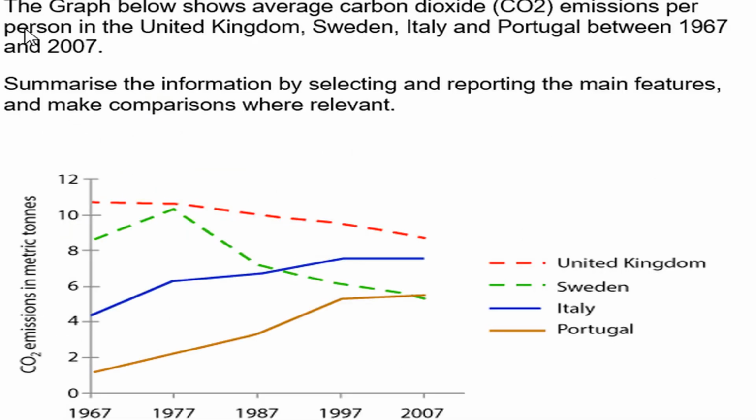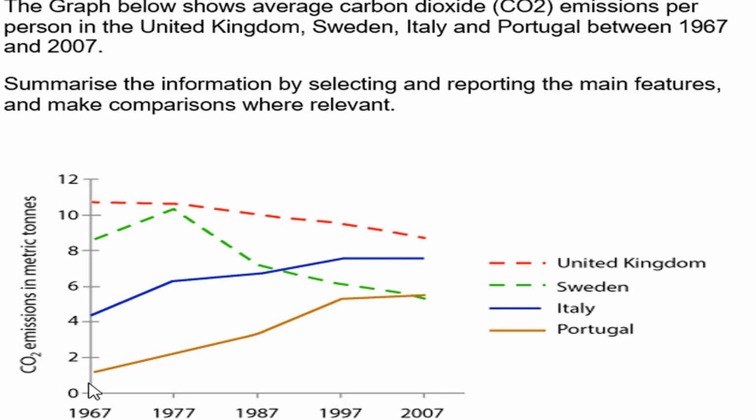Okay, here we have a task 1, and our task says the graph below shows average carbon dioxide emissions per person in the United Kingdom, Sweden, Italy, and Portugal between 1967 and 2002. And as always, what you need to do is summarize the information by selecting and reporting the main features and make comparisons where relevant. Okay, so let's have a look at the actual chart.